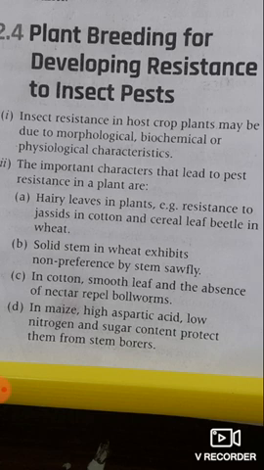Next one, in cotton, smooth leaves and absence of nectar repel bollworms. Basically, if plants have a specific good smell, insects and pests are attracted towards them, and that's why they can affect them. So if the cotton plant has smooth leaves and an absence of nectar, meaning no fruit juice, you can say, the bollworm always stays away from the cotton plants.